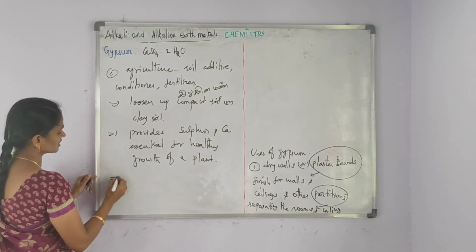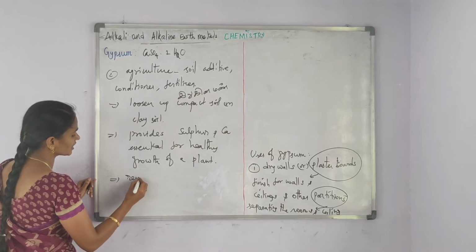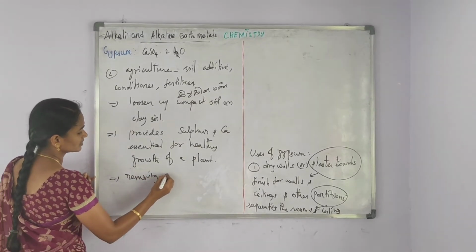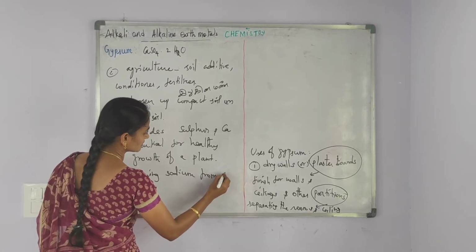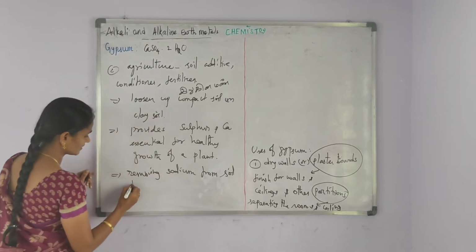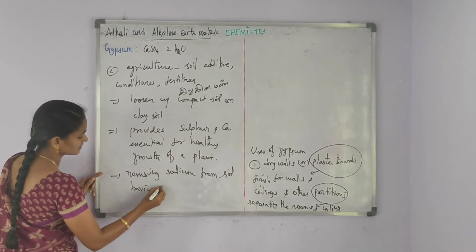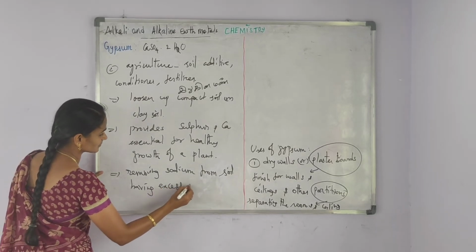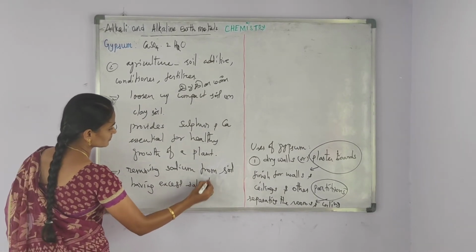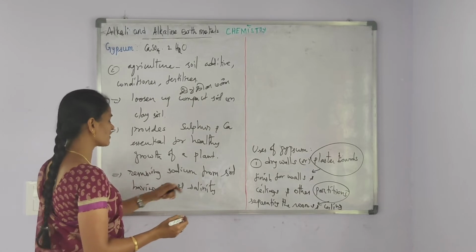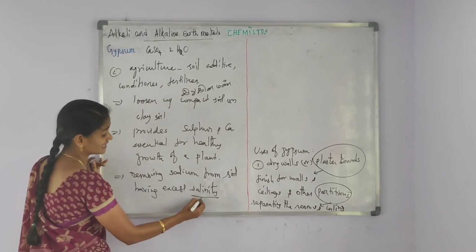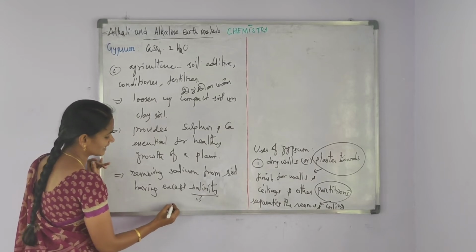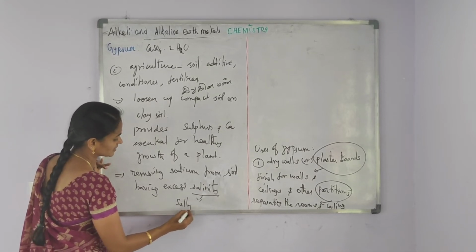And then gypsum is used for removing sodium from the soil having excess salinity. Here the word salinity refers to salty nature.